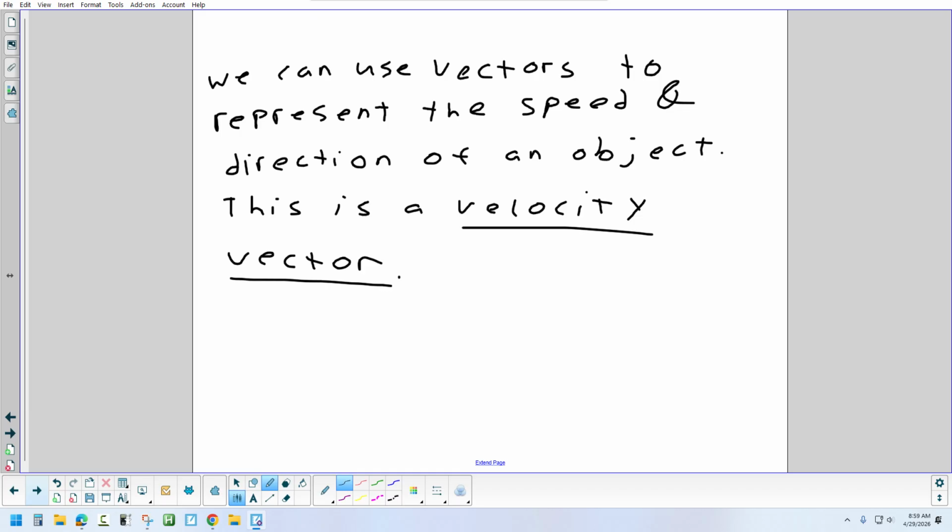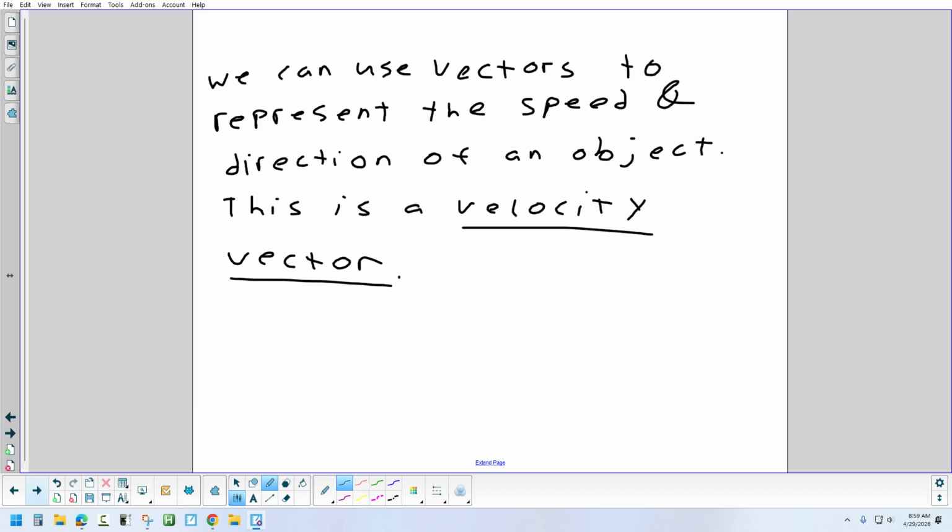So I told you there were 2 different applications. I mentioned 2 applications for vectors. One was velocity, one was force. We're not going to look at the force one. That gets into a little bit more physics and application than I want to do right now. So we're going to just look at the velocity example.